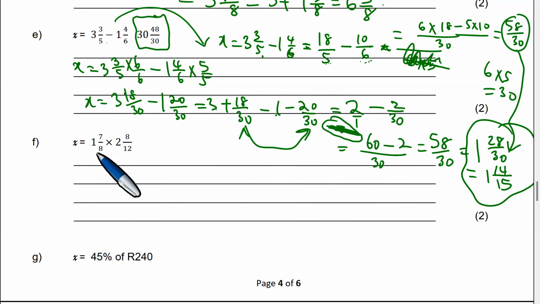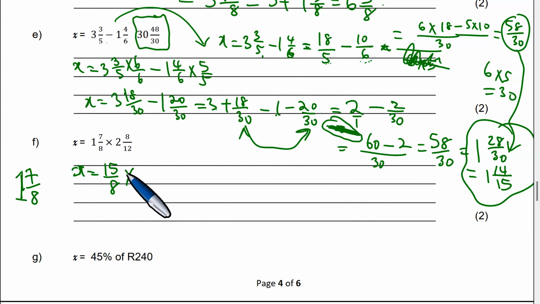So I'm kind of struggling a bit. Yeah, I understand the question. I'm saying change 1 and 7 over 8 to an improper fraction. So you must say 1 times 8 plus 7. 1 times 8 plus 7. What is 1 times 8? 8. Plus 7? 15.